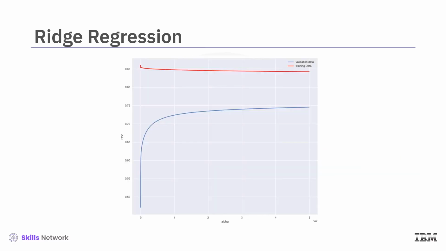The overfitting problem is even worse if we have lots of features. The following plot shows the different values of R-squared on the vertical axis. The horizontal axis represents different values for alpha. We use several features from our used car dataset and a second-order polynomial function. The training data is in red and validation data is in blue.